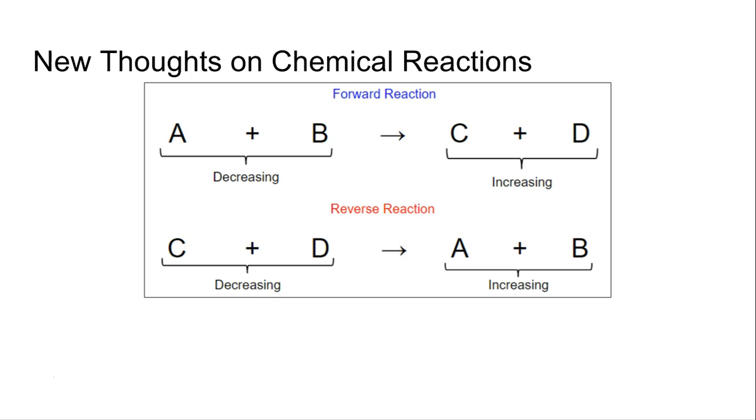Because of this new thought we have on chemical reactions, where there's a forward reaction and a reverse reaction, when we write chemical equations that are in equilibrium, we use a new equation that has a different type of arrow, showing that there is a forward and a reverse reaction.